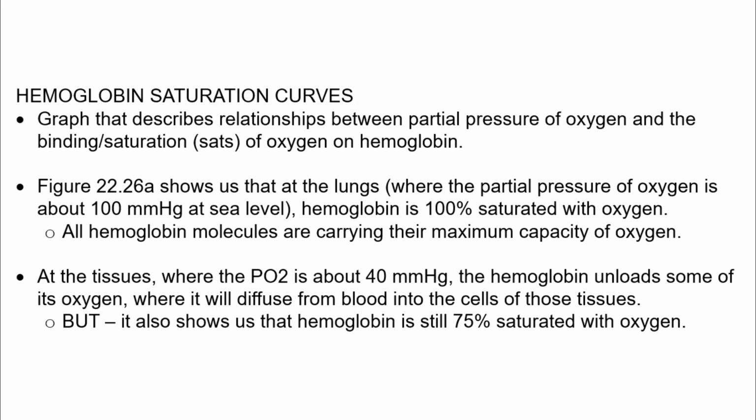At the tissues, which are using oxygen in their metabolic processes, where the partial pressure of oxygen, or PO2, is about 40 millimeters of mercury, the hemoglobin unloads some of its oxygen, where it will then diffuse from the bloodstream into the cells of the tissues that are using it. But it also shows us something interesting. Even though hemoglobin has unloaded some of its oxygen, it is still approximately 75% saturated, meaning that each hemoglobin has only unloaded 1 oxygen molecule and is still carrying 3 oxygen molecules.